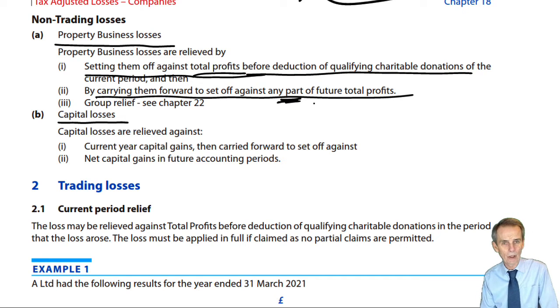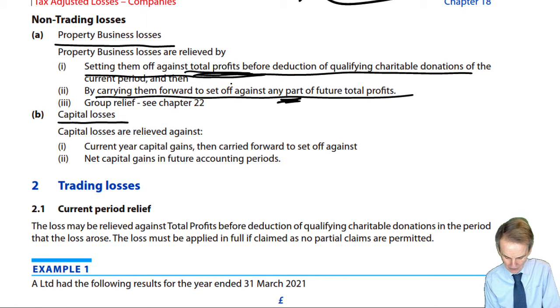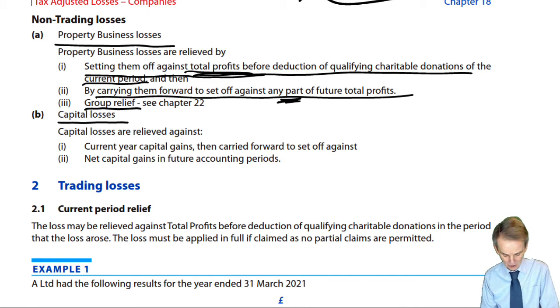Or indeed, as we've just discussed, even those excess losses after must always be the current period claim first of all. That's always priority. But then, if you don't want to carry them forward, if you have the ability to group relieve them, then you can do that instead.